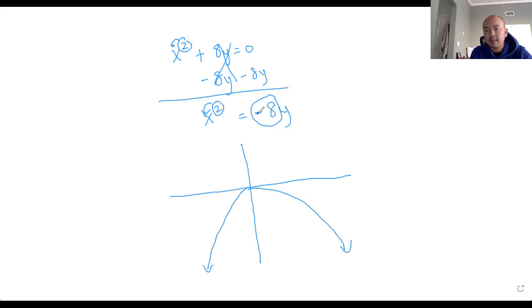Now, how do we know that? Because the 8, the number that's next to the single exponent, or the exponent to the first power, is negative. That's why we know it's going to be pointing down.